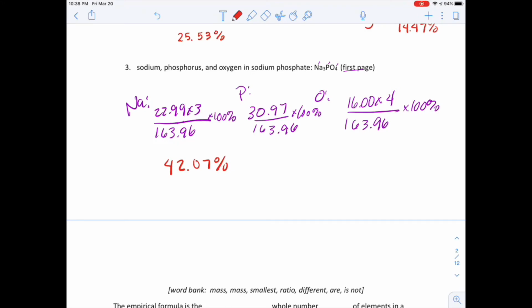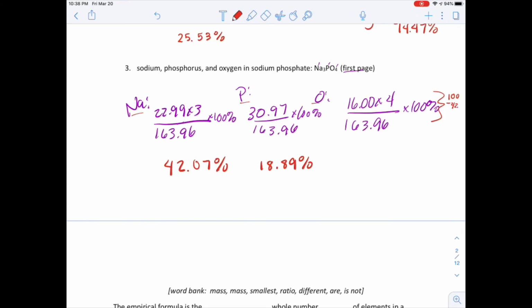I get 42.07% for him. Now at this point, I can't subtract to get phosphorus because I've got 3 elements in here. I gotta have at least 2 before I can do the little subtraction trick. So 30.97 divided by 163.96 times 100. And I get that this one is 18.89%. And then, again, if I'm going to do the subtracting thing on this one, it's going to have to be 100 minus 42.07, and then also minus 18.89.